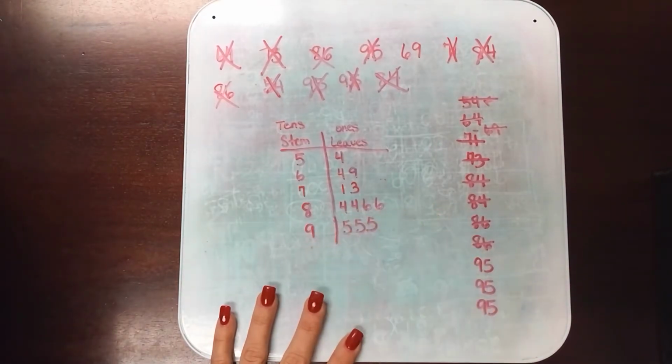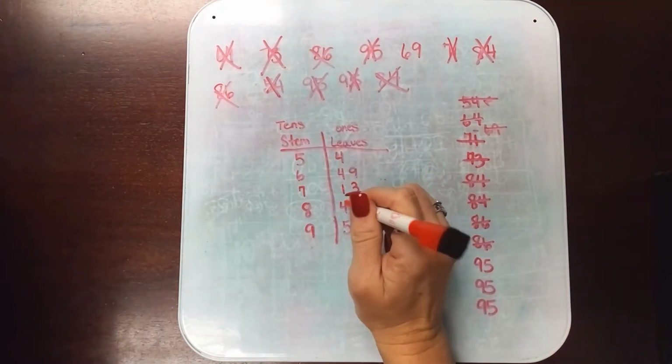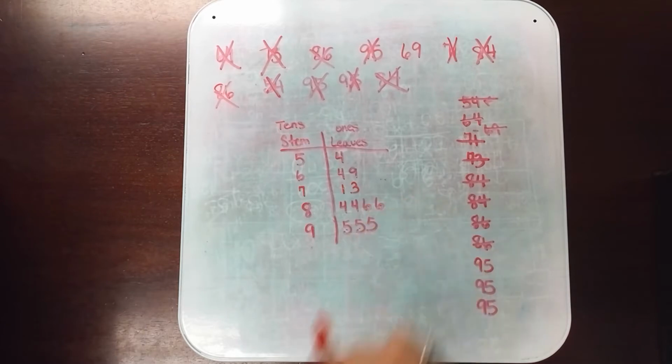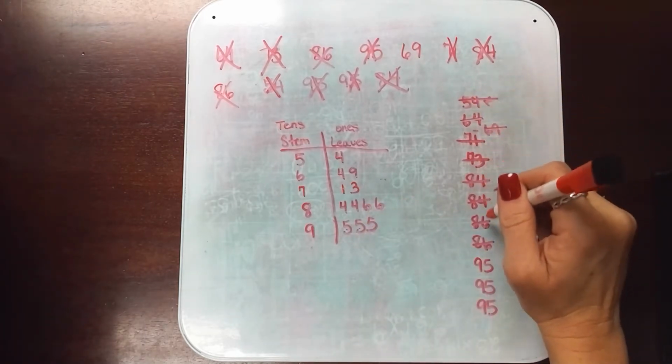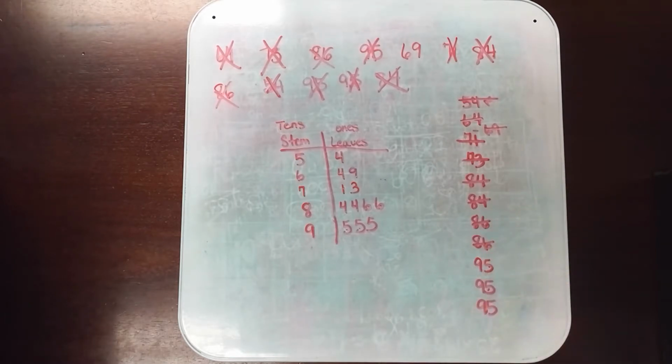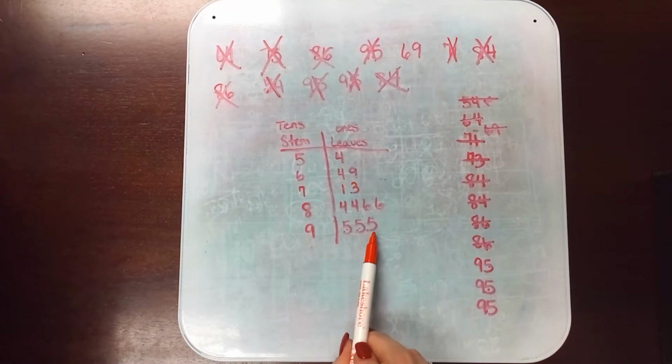So this is the stem and leaf plot for my data. I have 1, 2, 3, 4, 5, 6, 7, 8, 9, 10, 11, 12 scores. Okay, and I know which is on each one. My lowest is 54, my highest is 95.